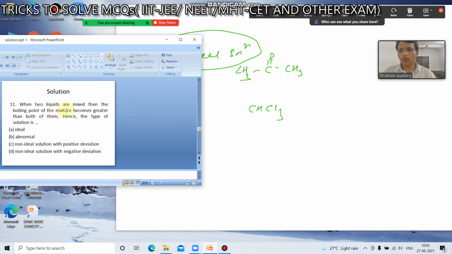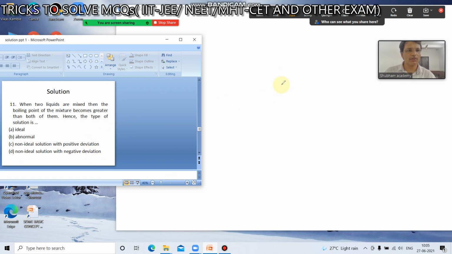Now here, when the two liquids are mixed, the boiling point of the mixture becomes greater than both of them. The boiling point is higher, which means the vapor pressure will be lower. That means non-ideal solution with negative deviation is our answer. Just now we have seen the diagrams of the ideal solutions. Please follow these diagrams and you will get the answer to this question 11. Option D is our correct option, because here the vapor pressure is lower. The boiling point of the mixture becomes greater, that means the vapor pressure is lower. That's why D is our correct answer.